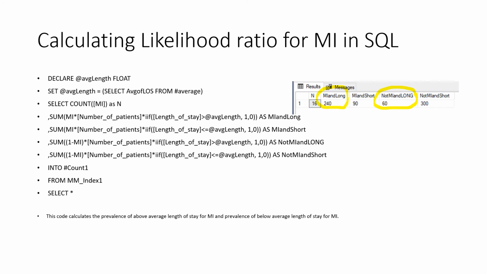This is an example of the code snippet you're going to use to find the prevalence of above average length of stay, designated here as MI and long, and below average length of stay, designated here as not MI and long. You're going to use the same snippet of code for all your diagnoses. Where you see MI, you're going to change it to either CHF, DM, or AA, and you're going to create another temporary file. I use count 1, count 2, count 3, count 4.